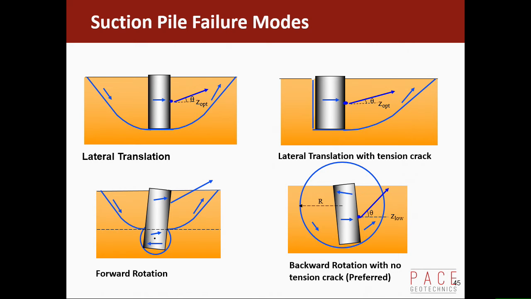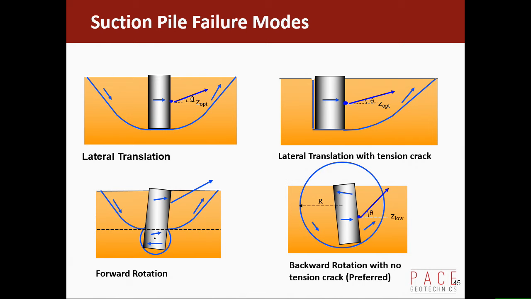Don't want it to just rotate laterally like that, because if it does that, you get a crack at the back of the pile. It can open up and water can flow in there, and because we're relying on the strength of the clay around the pile, the adhesion between the clay and the pile to resist the load pulling it out of the seabed, we really don't want that tension crack to open.